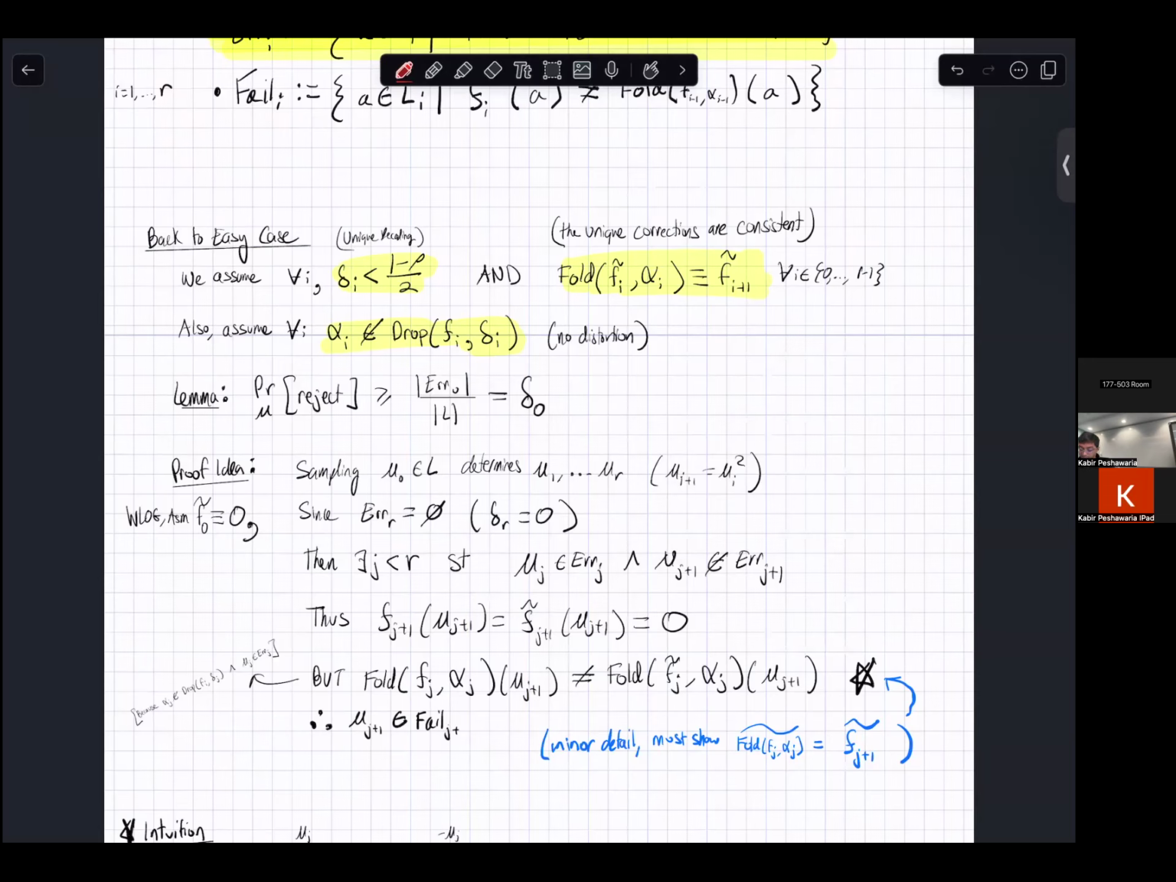So basically, in this easy case we're going to say that our probability of rejecting is at least delta... F0 to RS and K over 2. Is everyone clear what we're going to try proving?